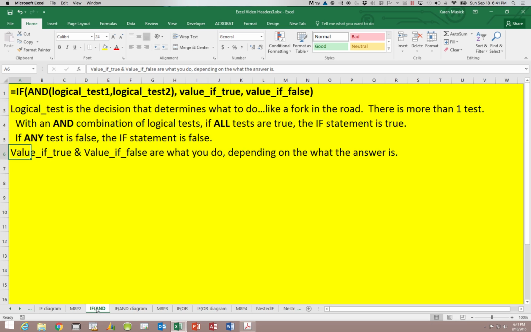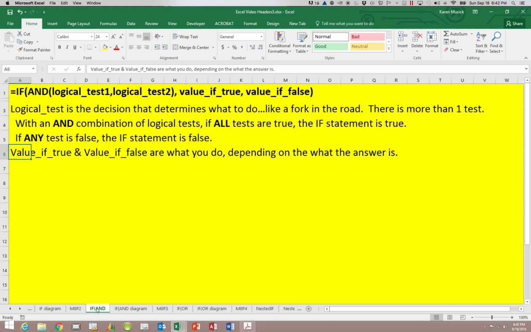The key difference here is that with the and function, you have more than one decision. We will have two in our example, but you could have more than that. And these decisions or tests have to be combined in such a way that if all the tests are true, then the entire if statement is true. If any test is false, then the if statement is considered false.